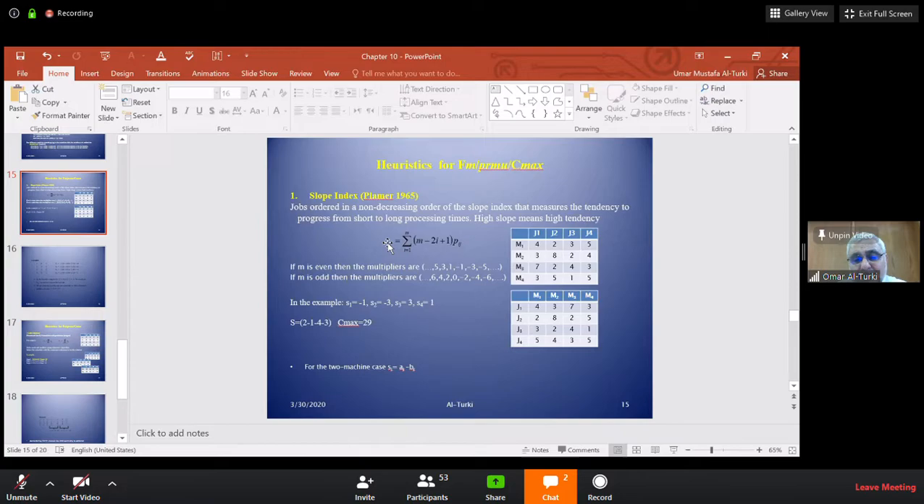A slope means how the processing times of a certain job going through the machines 1, 2, 3, 4, 5. Is it increasing as you go to the next machine? Is the processing time increasing in the second machine compared to the first machine? Is it increasing compared to the next machine or not? In general, is there an increasing trend from the first machine to the last machine, or a decreasing trend?